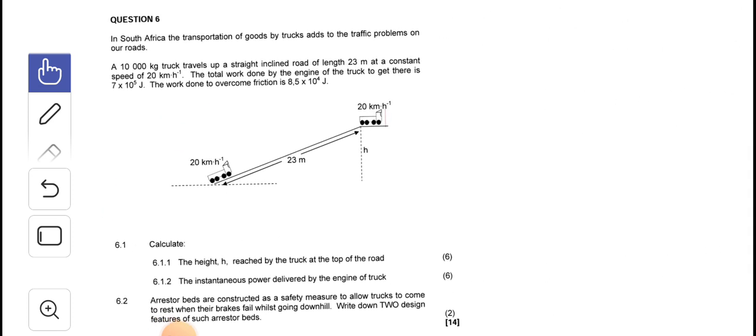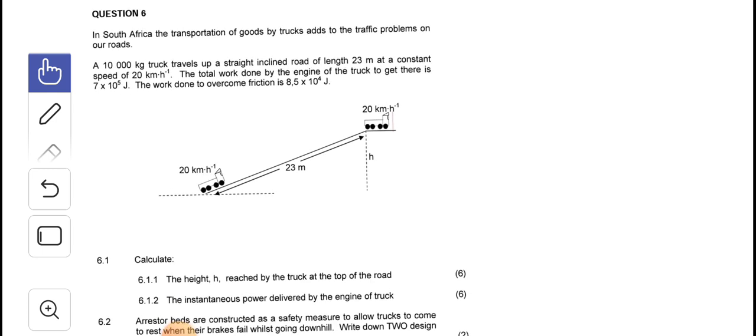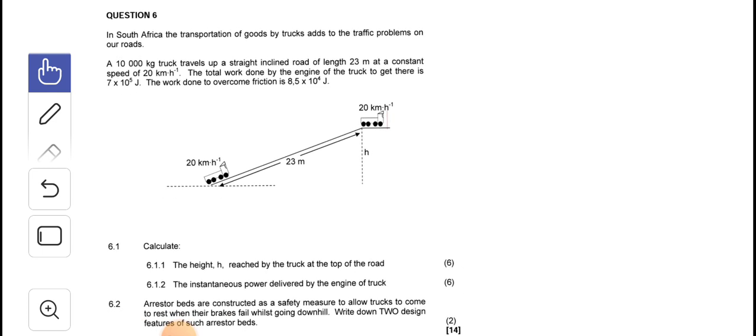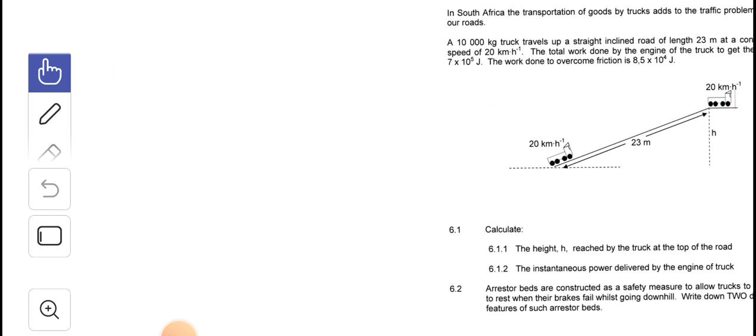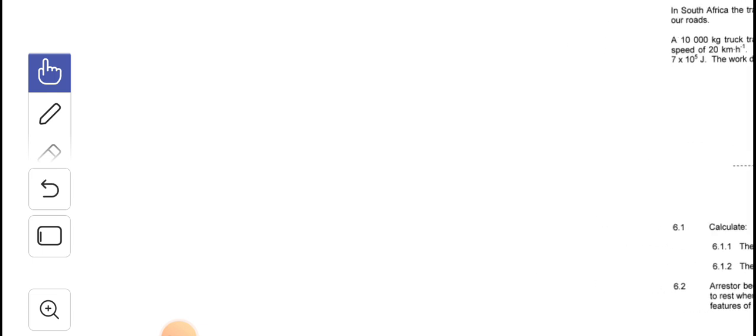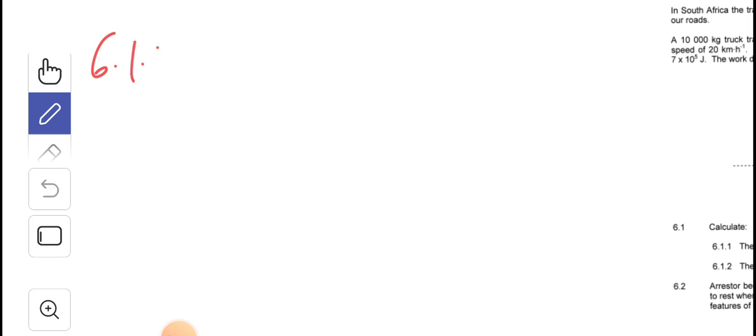Here is question 6.1.2. We need to calculate the instantaneous power delivered by the engine of the truck. What is the instantaneous power that the engine of the truck delivers? To do that one, in 6.1.2, we need to first calculate the force.